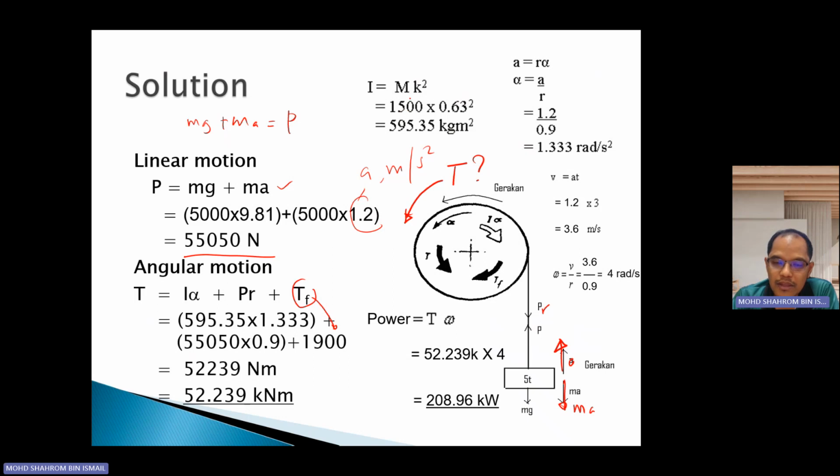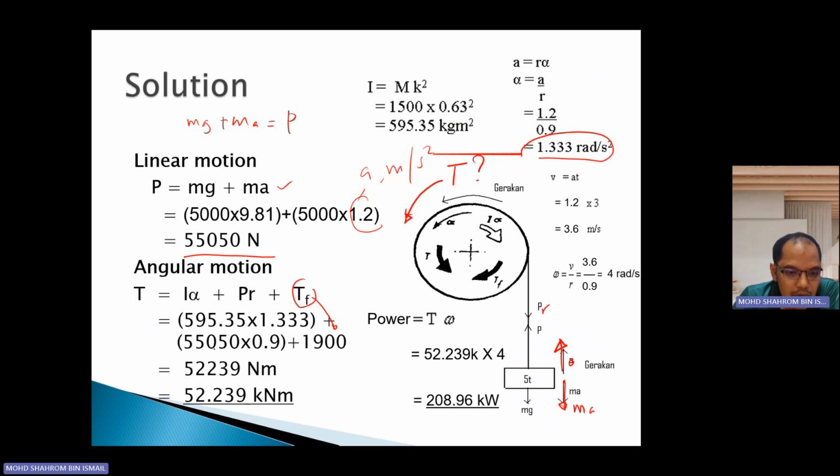So you're going to put all the values in the equation, and you manage to get about 595.35 kilogram meter squared. Then you multiply by the angular acceleration, 1.33. Angular acceleration is acceleration over radius, then you get 1.33 here. So you put it here.